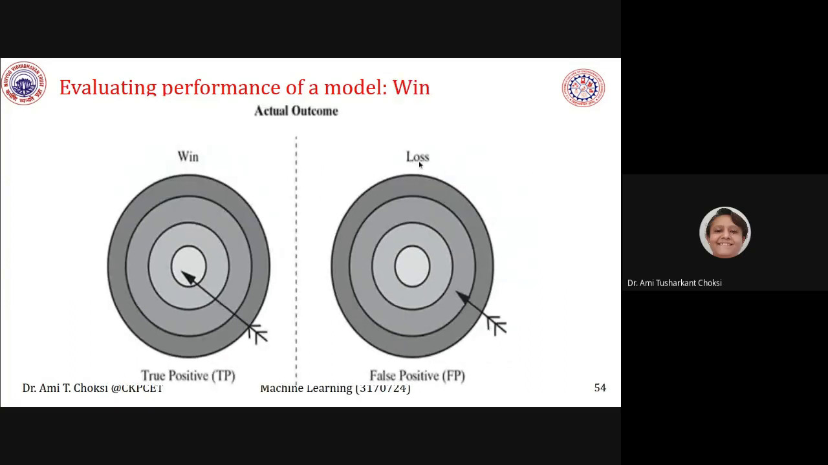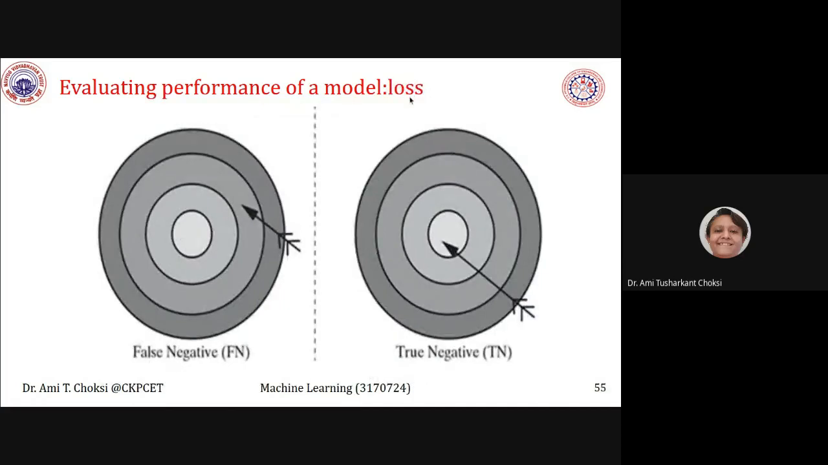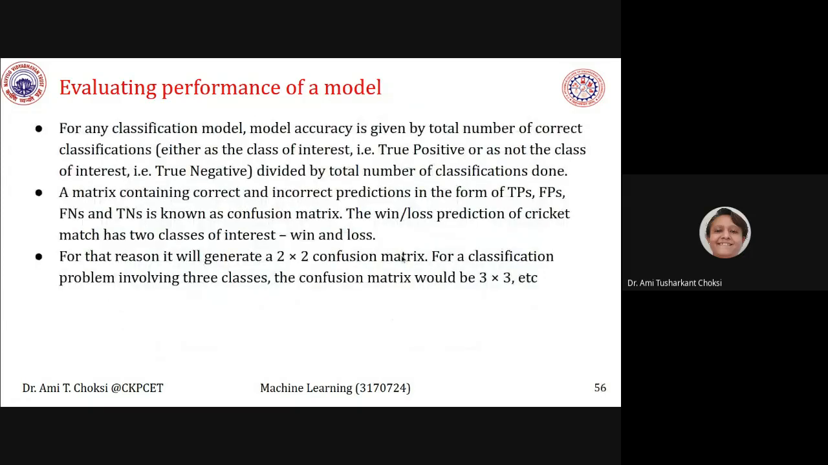This is the actual outcome, this is the predicted one, right? Is the predicted one loss? No, it is not loss. So what we mean to say is true positive, true negative, false positive and false negative, right? So that is what is there. Loss means negative, win means positive, right?